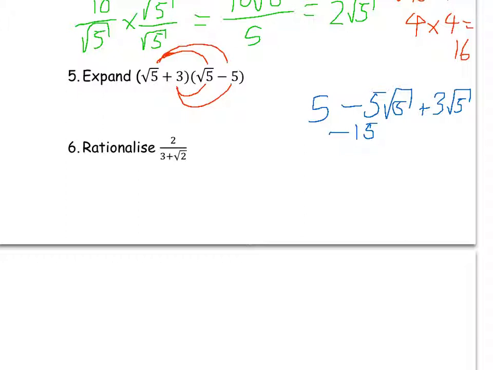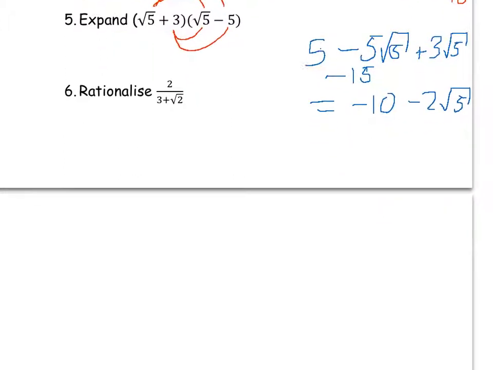Now we can collect together a couple of bits. We can collect together the values. So 5 minus 15 is minus 10, and minus 5 root 5 plus 3 root 5 is minus 2 root 5. And that's the expanded form of what we started with.